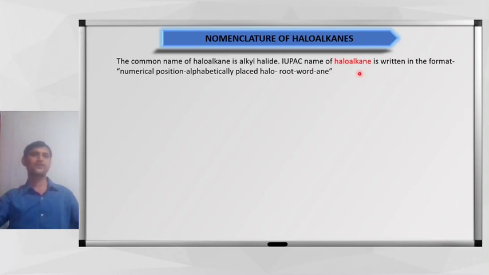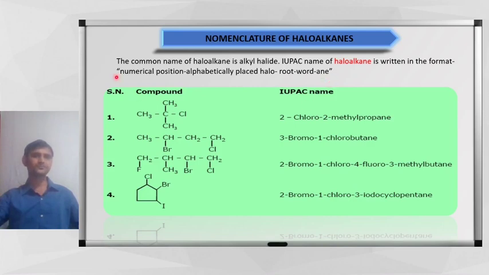So IUPAC nomenclature: how to write the haloalkane? This is the rule: halo, root word, ane. This is very important. Now see some examples. This is the 1, 2, 3, 4 carbon. This is tertiary butyl chloride, the common name. Already we looked at this in the previous slide. So this is tertiary butyl chloride, the common name, and now the IUPAC name.